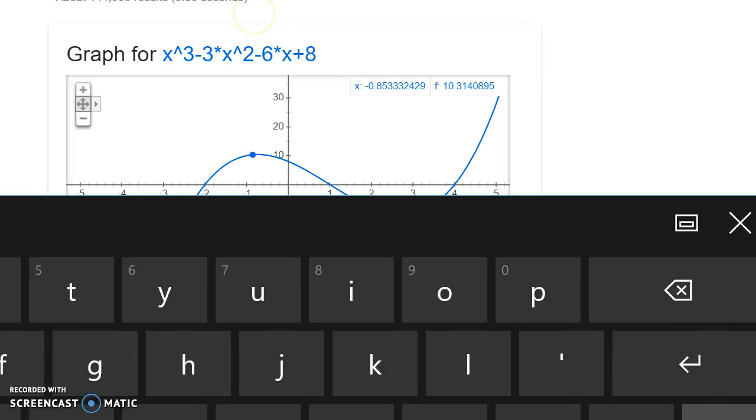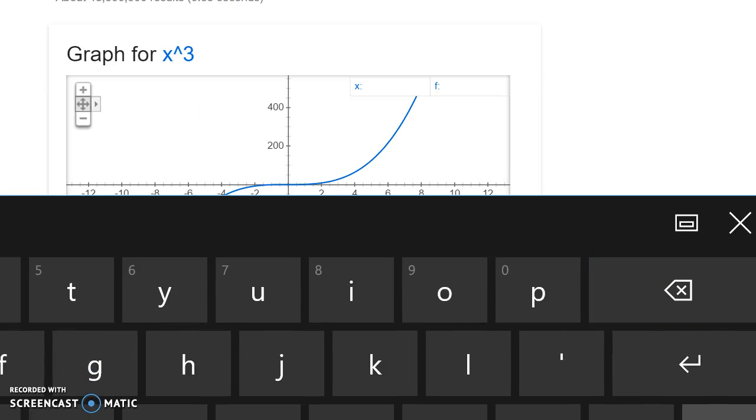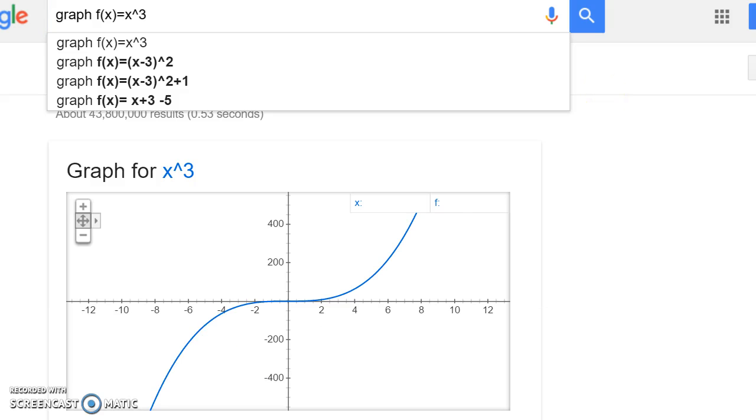I'm going to compare this to just the graph of x cubed and see what it looks like at the ends. Notice it's generally still shaped in the same way as the function that we just looked at. There's less going on here in the middle. It's a little bit smoother. All right? And let's consider one more.